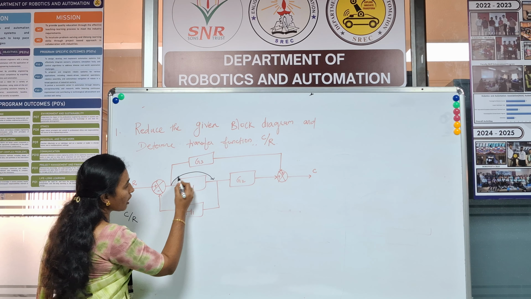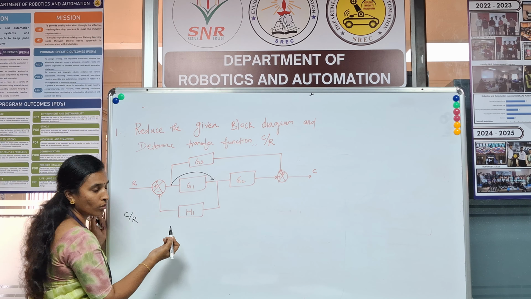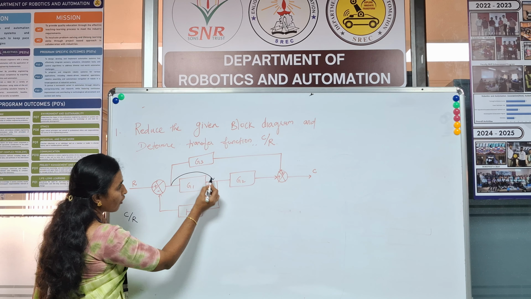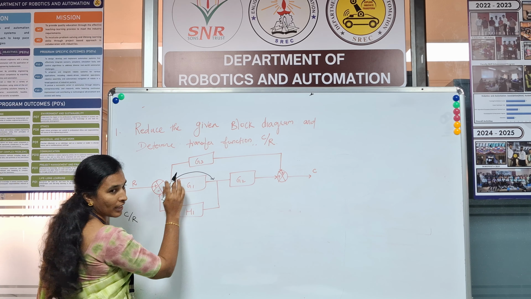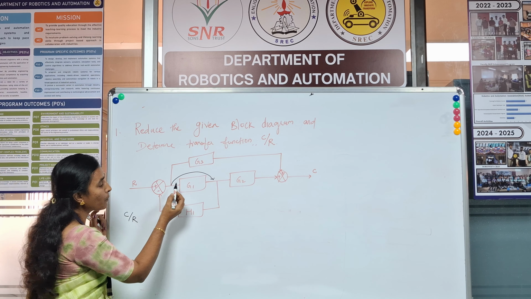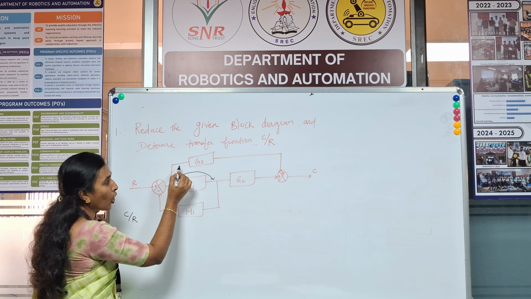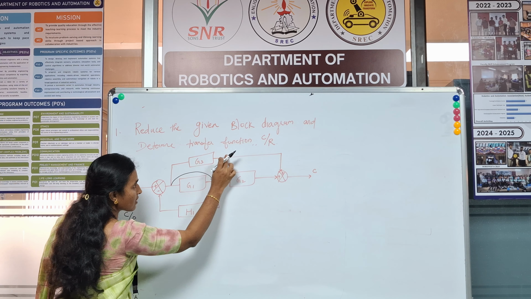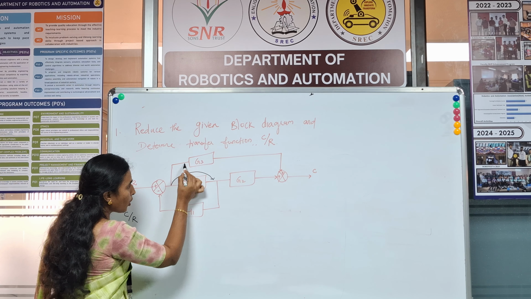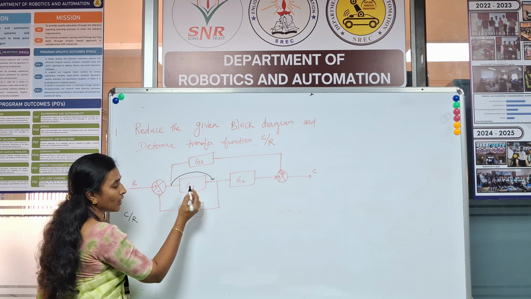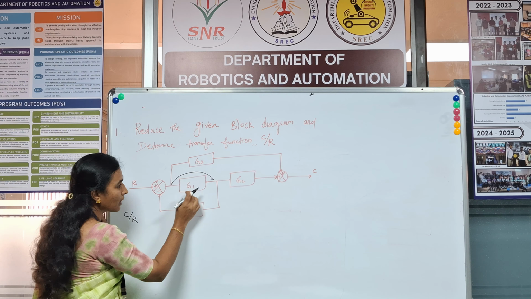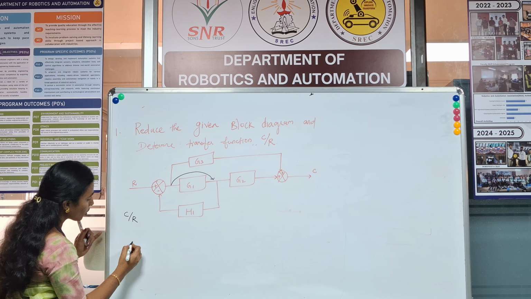When you move this takeoff point, which is nothing but a branch point, ahead of the block, you need to include a block in the branch. You need to include a block in the branch which is the reverse of the value of the block to which you are moving it, right?